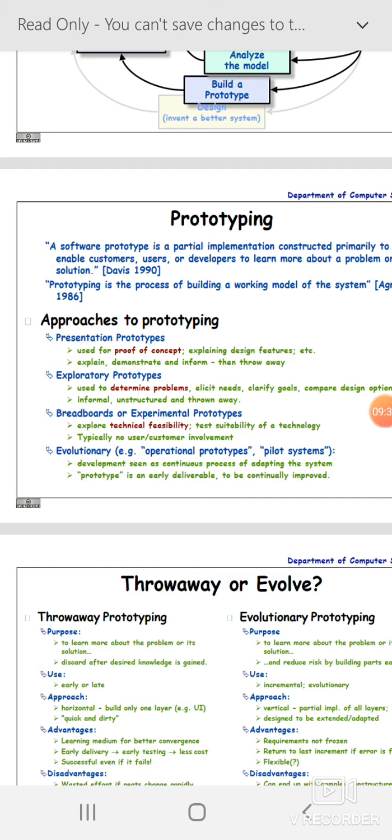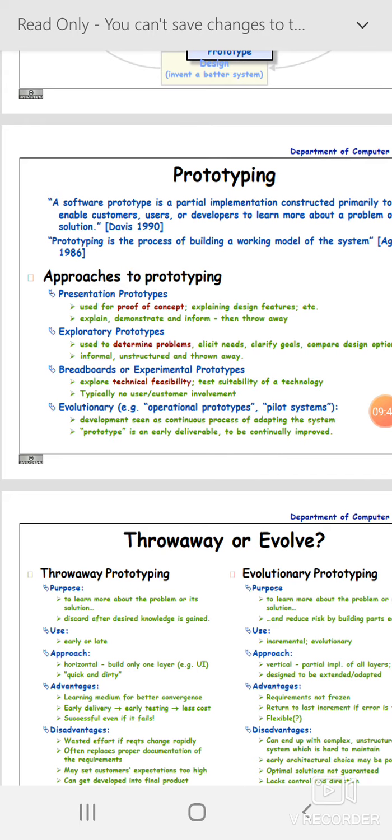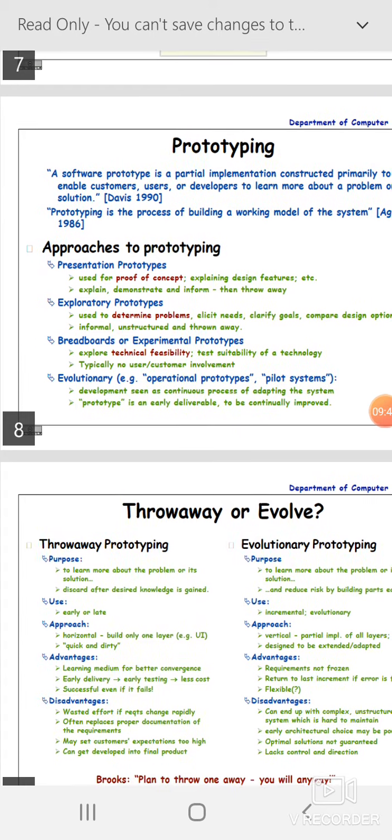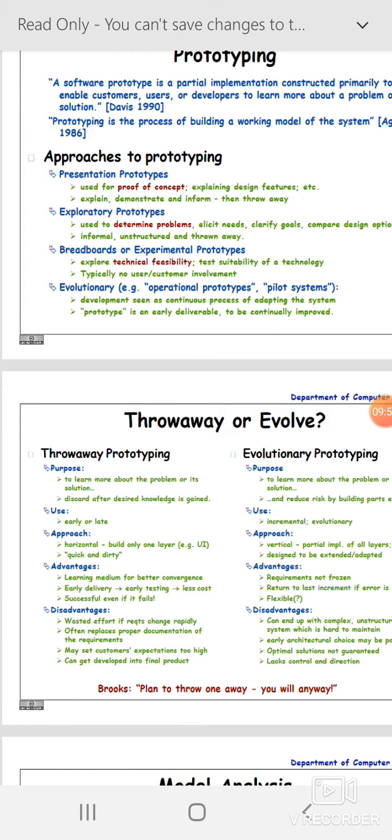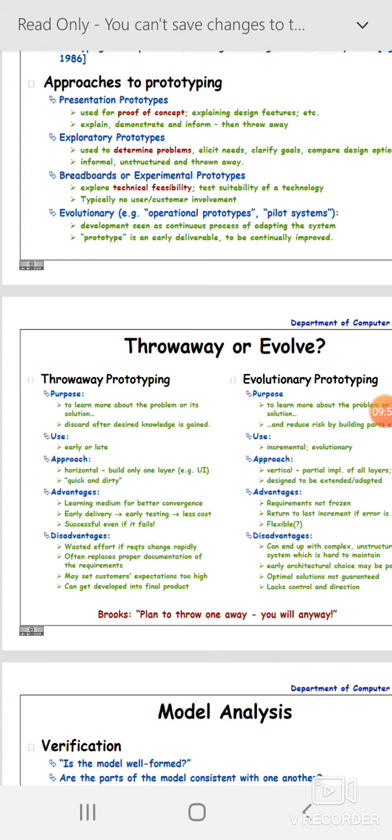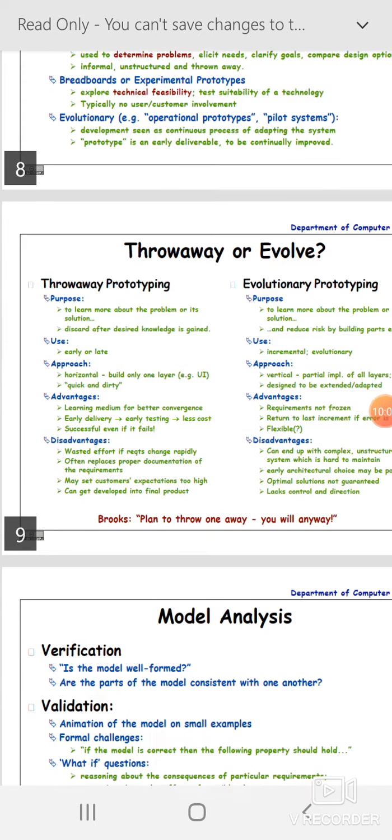Approaching the prototyping, there are certain techniques through which we can approach it. That is presentation prototypes, exploratory prototypes, breadboard or experimental prototypes, or evolutionary prototypes. So these are the ways of prototyping. Now throwaway or evolve. Here we have compared the two types of prototypes, that is one evolve and one is throwaway.